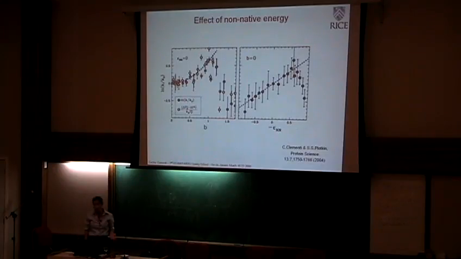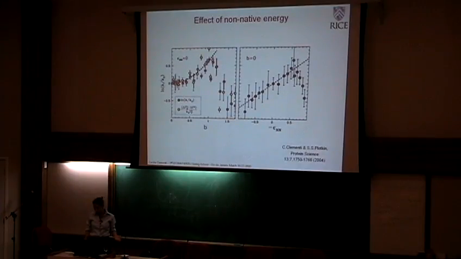So from this study, the take-home message is that non-native energy frustration can help. This is one way it can help. It can help also to create competition between different states, and I'm going to talk about that later.